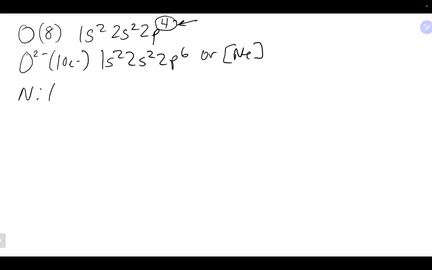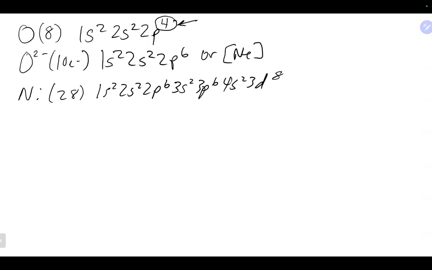Nickel, which we did before, was 28. That was 1s2, 2s2, 2p6, 3s2, 3p6, 4s2, 3d8, I believe. I was going to go with 10, but that felt wrong. Let's go with 8. At this point, when the nickel makes a +4 charge, the plus means it has lost electrons, and 4 is how many it lost. So it goes from 28 to 24 electrons.